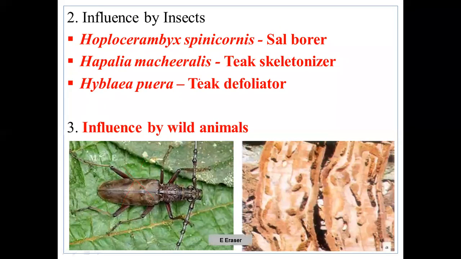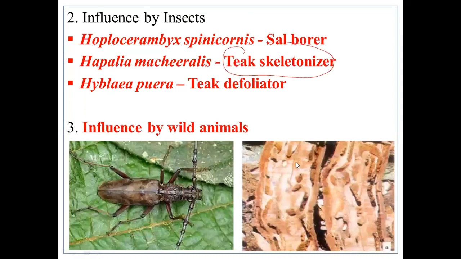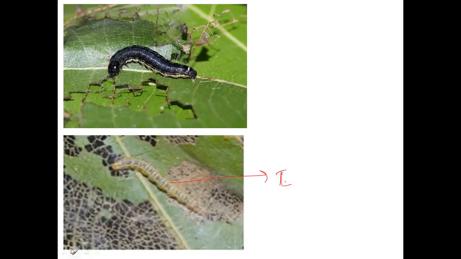Apart from this, in the next picture you are seeing Hapalia machaeralis, or you can also call it Eutectona machaeralis. That is the teak skeletonizer. In the downside of the picture, this is the teak skeletonizer, Eutectona machaeralis, or Hapalia machaeralis, whatever you call it, which causes skeletonization. Teak skeletonizer, this is the one thing.